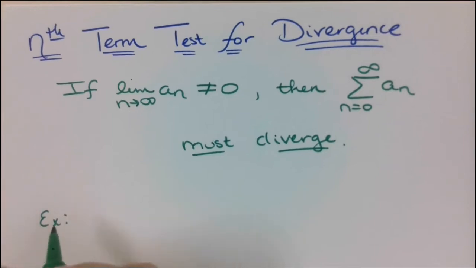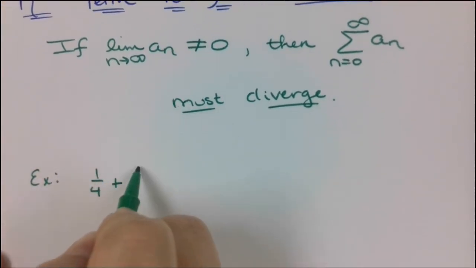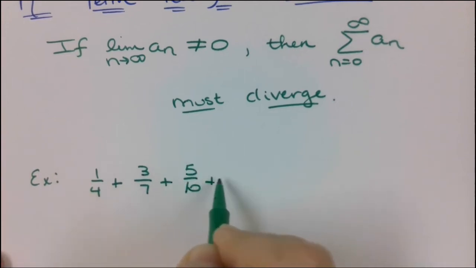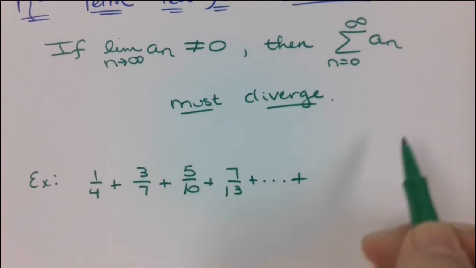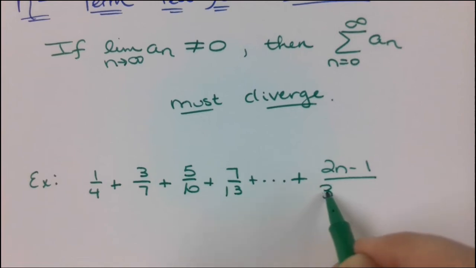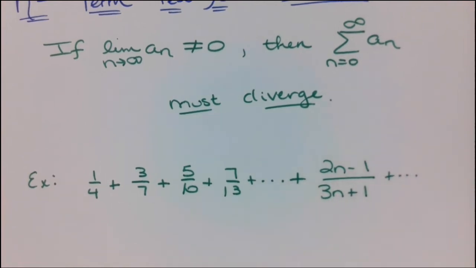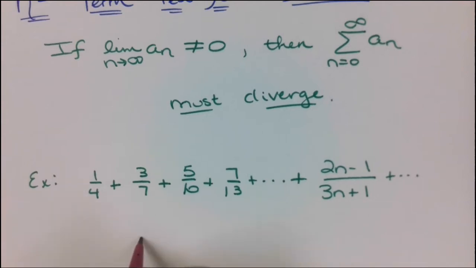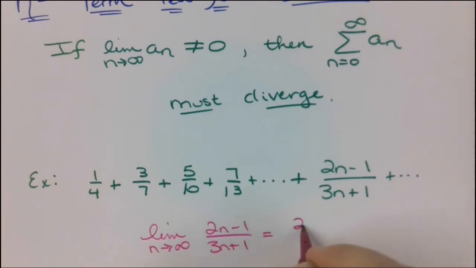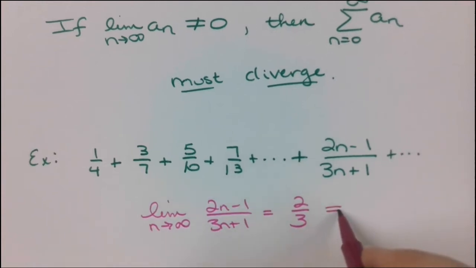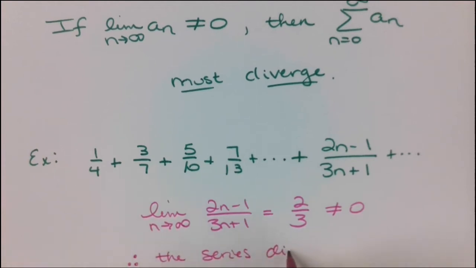Let's look at an example. If I've got the series 1/4 plus 3/7 plus 5/10 plus 7/13, and my general term here is 2n minus 1 over 3n plus 1. If I consider the limit of the terms of the sequence as n goes to infinity, that limit is equal to 2/3. And of course, 2/3 does not equal 0. And therefore, the series diverges by the nth term test.